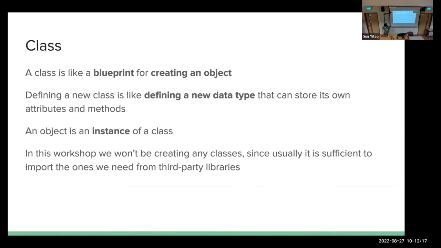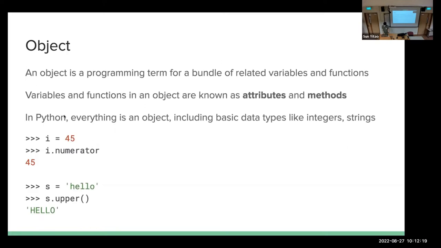In Python, everything is an object, including basic data types like integers and strings. If you go into a Python console and type in i=45, you can notice that when you press tab after i dot, there are a couple of methods that you can use, such as numerator. And for example, with a string, there's string dot upper, this method here as well. So this is one of the cool things about Python, I guess.